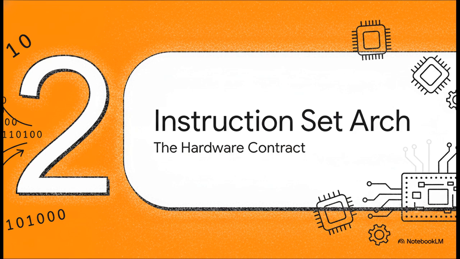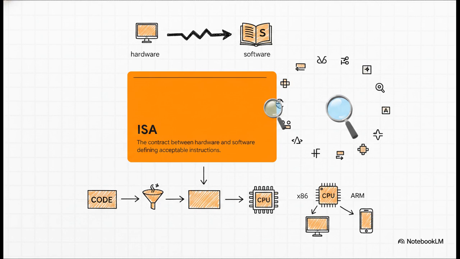Moving right along to Section 2, Instruction Set Architecture. Okay, so we've translated our code into ones and zeros, but how does the physical hardware actually know what those ones and zeros mean? The answer is the ISA, the Instruction Set Architecture. You can think of the ISA as a binding contract between the software and the hardware. It clearly defines the specific vocabulary of acceptable instructions and operands that a given processor understands. When you compile code, you're compiling it for a specific ISA, like x86 for most desktop PCs or ARM for the smartphone in your pocket. Basically, if a CPU implements an ISA, it promises to run all the software written for it.